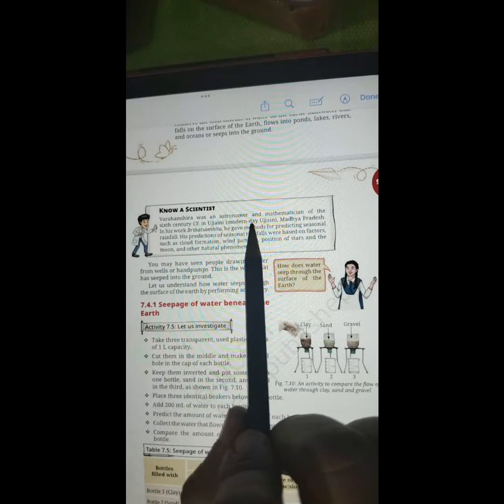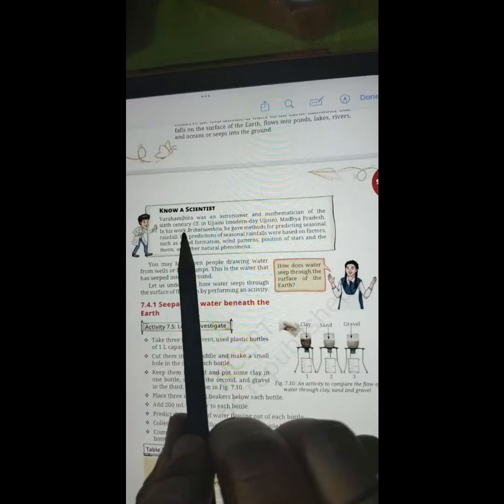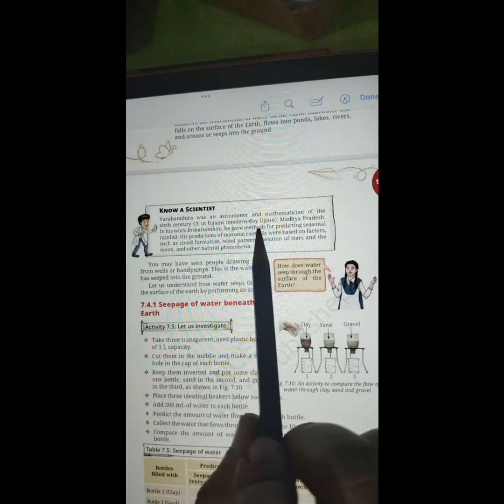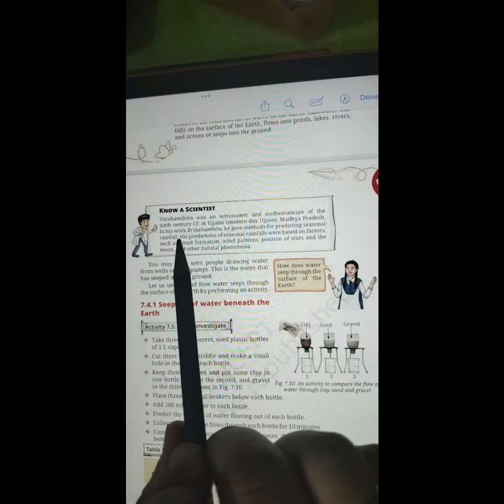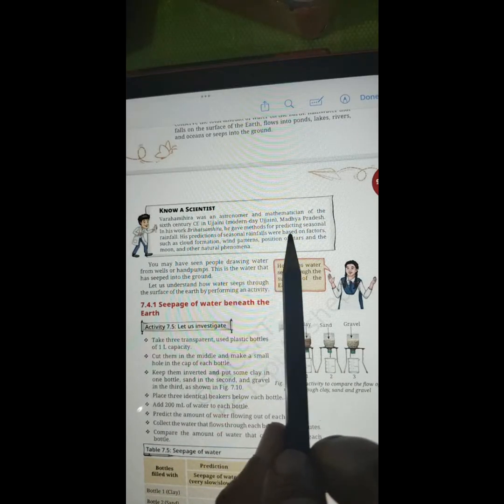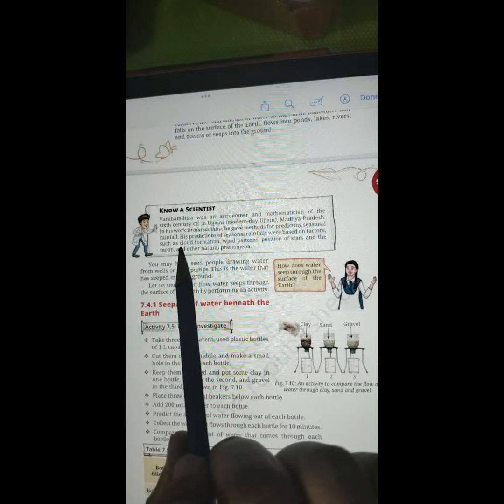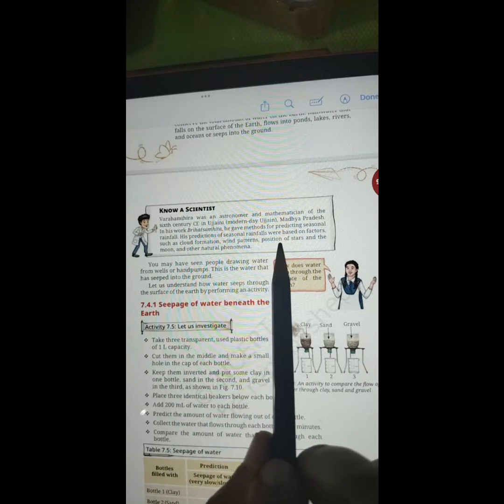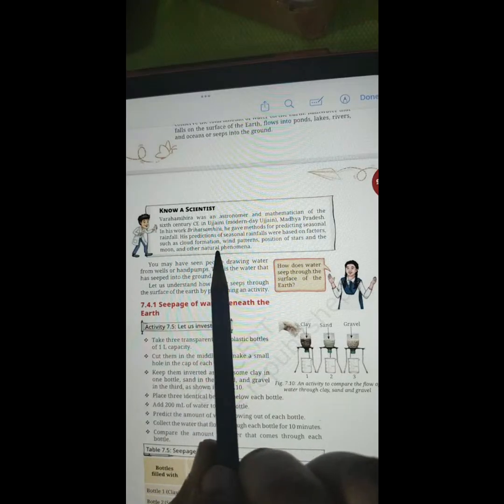Noah scientist. Varahamihira was an astronomer and mathematician of the 6th century CE in Ujjaini, modern day Ujjain, Madhya Pradesh. In his work Brihat Samhita, he gave methods for predicting seasonal rainfall. His predictions of seasonal rainfalls were based on the factors such as cloud formation, wind patterns, position of stars and the moon, and other natural phenomena.